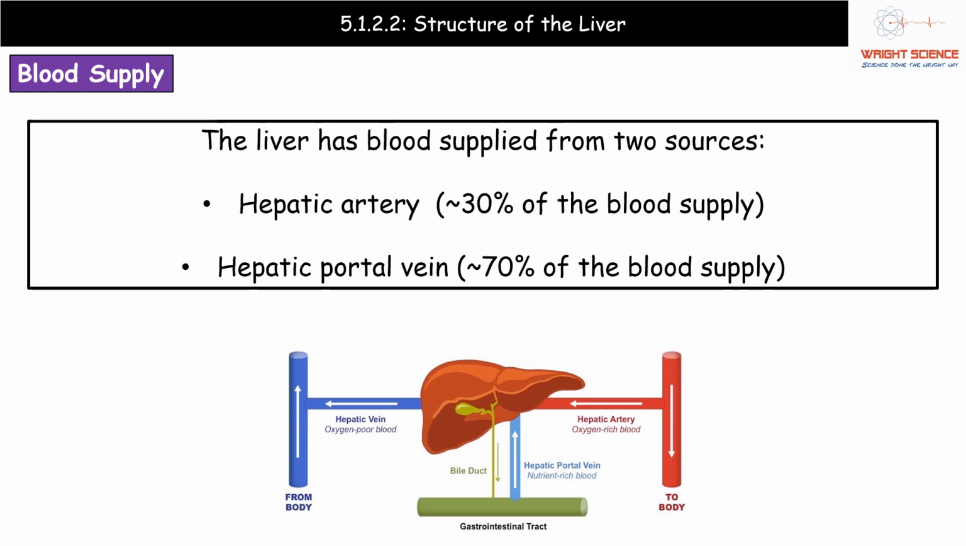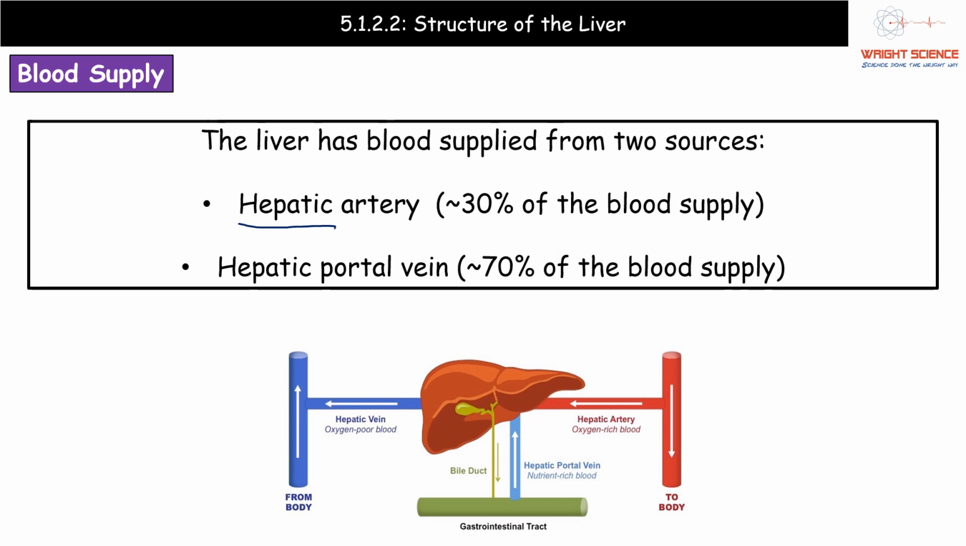Let's start then with some of the basics. The liver has blood supplied from two sources. The first is the hepatic artery, which supplies approximately 30% of the total blood supply for the liver. Secondly, it has the hepatic portal vein, which is roughly the other 70% of the blood supply. Before we go further, it is worth remembering that the word hepatic just refers to the liver. So the hepatic artery is the artery of the liver, and the hepatic portal vein is a vein associated with the liver as well.